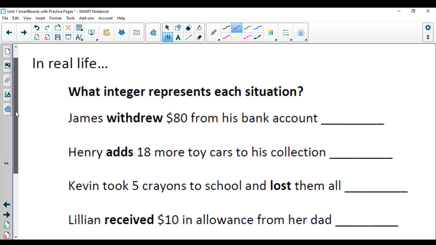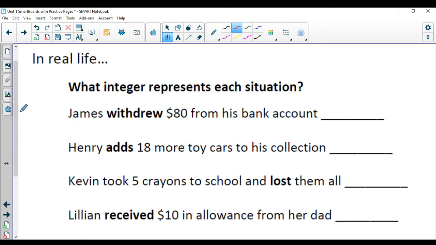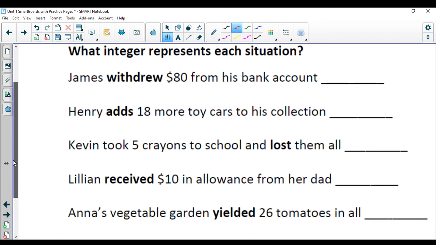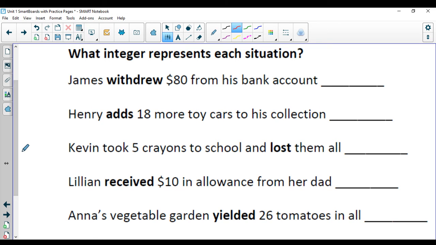So where do we actually see integers in real life? Integers are positive and negative numbers, and we're going to see a couple different scenarios and some key words here that you'll notice I've bolded on your notes packet for you. When we talk about withdrawing money from our bank account, James withdrew $80 from his bank account. That means he took it out, so that number actually got subtracted. So it was a negative $80 for his bank account.